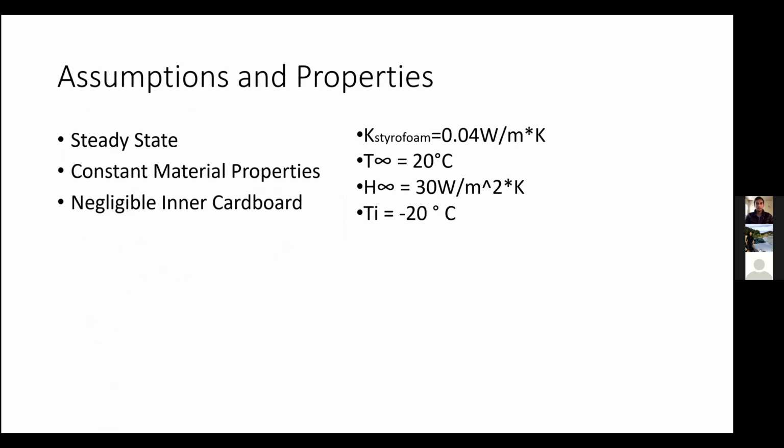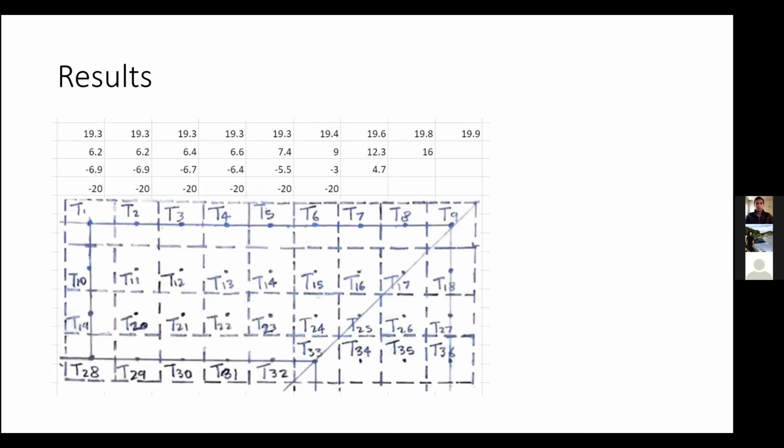Our assumptions were a steady state, constant material properties, and negligible inner cardboard around the vaccine. And then those are some of the values that were given. And these are the results. In the table above, it shows the temperature for each of the nodes getting warmer around the outside and staying at -20 beside the vaccine.